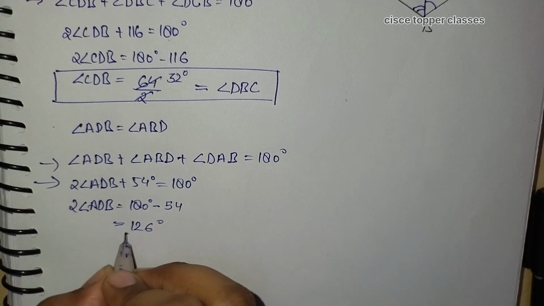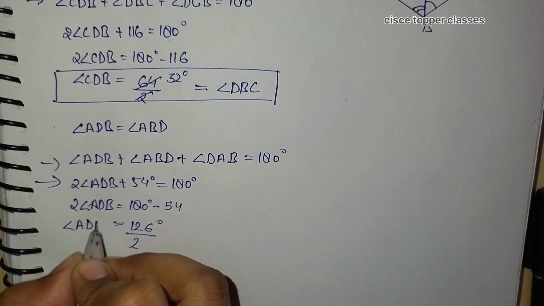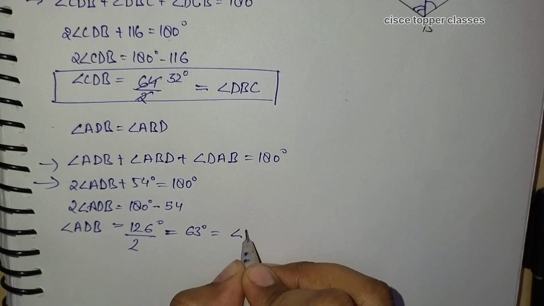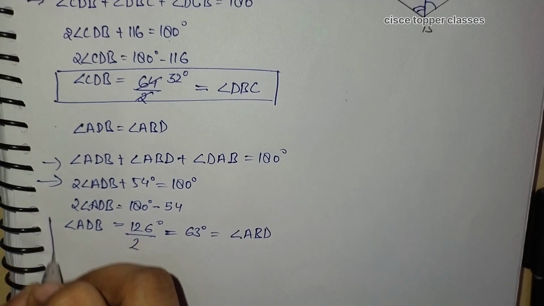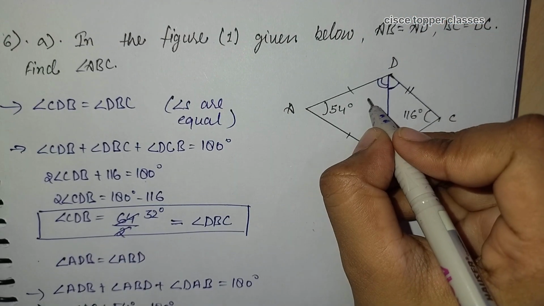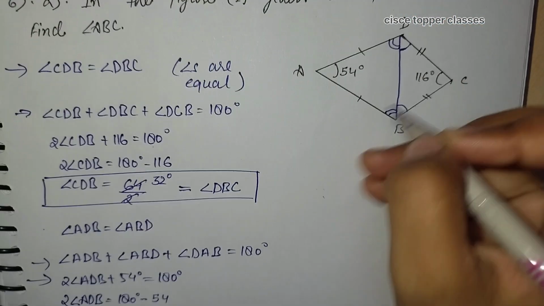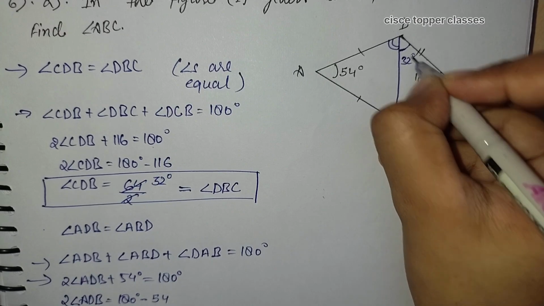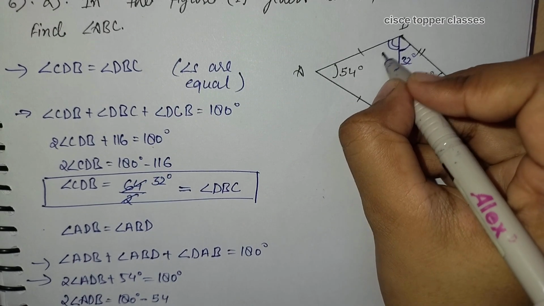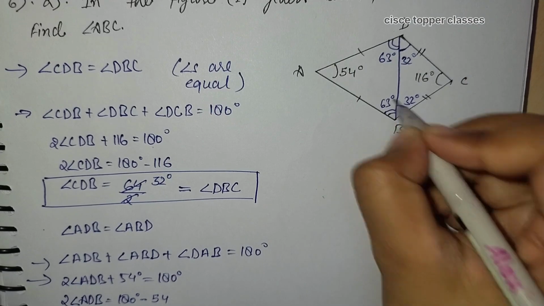We will divide by 2 only. So we will get the angle ADB. This will be 63 degrees, which is equal to angle ABD also. So this we have found here. Again, from this we can conclude that CDB is equal to DBC, which is 32 degrees. And again, this is also 32 degrees. And here also we got 63 degrees equal to 63 degrees.